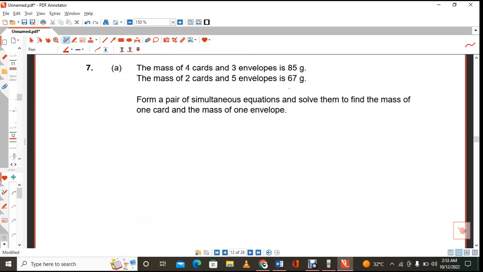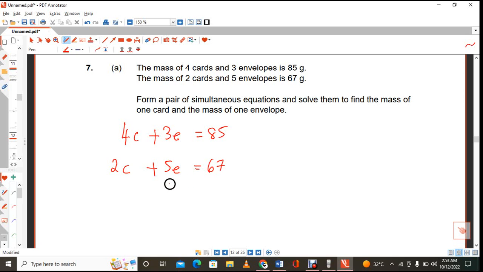We come to question 7. This question deals with simultaneous equations, the mass of 4 cards. I'm going to use C to represent the cards and E to represent the envelopes. So 4C plus 3E gives me 85. The other one is 2C plus 5E is 67. So you have to now solve these two equations simultaneously.